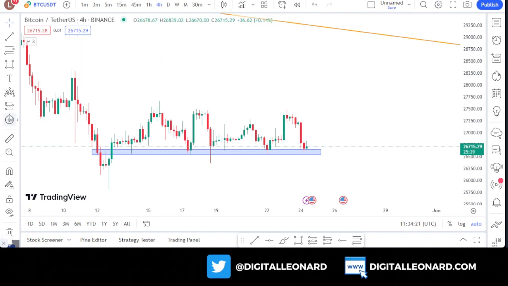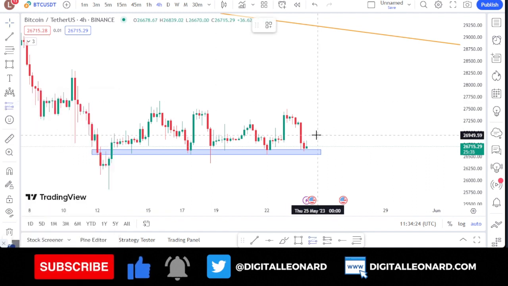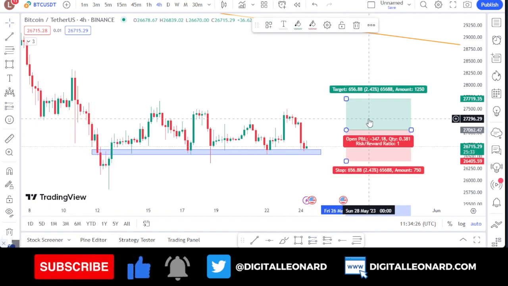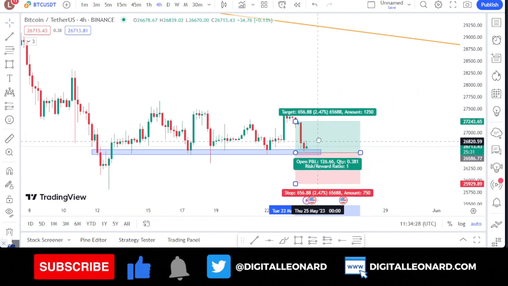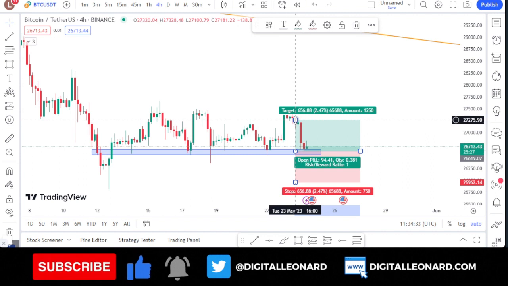So what I can do is to go to my measurement and prediction tool here and bring my long position tool and then click on the chart. Once I click on the chart, I'll go ahead and set it up somewhere around here. So what am I ready to make in this market?